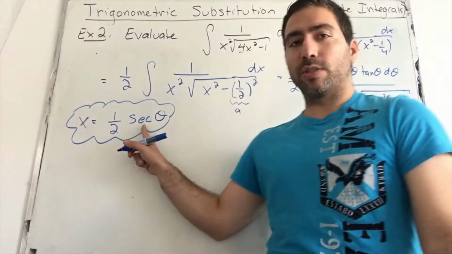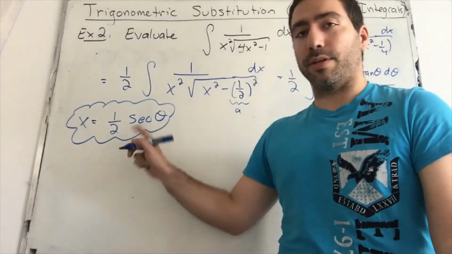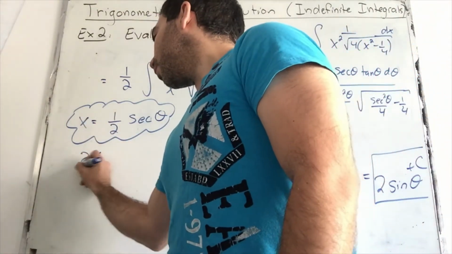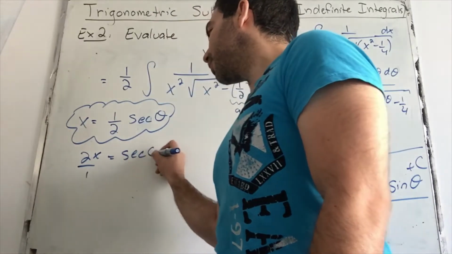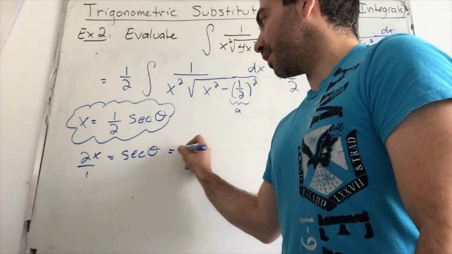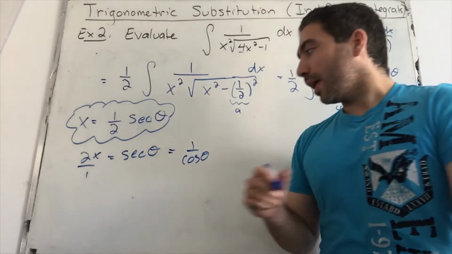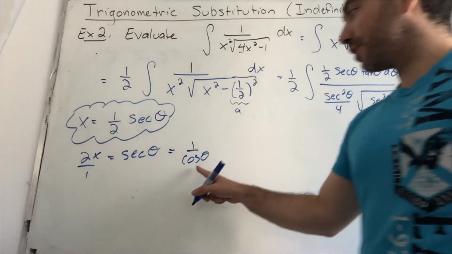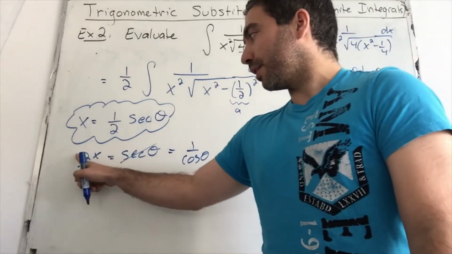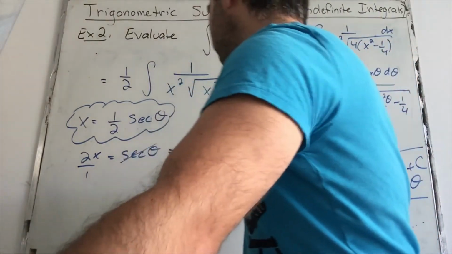What do we know? We know secant theta. So solving for this, this is the substitution that we started with. I'm going to multiply the 2 up here, so we have 2x over 1 equals secant theta. I'm essentially cross multiplying. And secant theta, we just saw, is the same thing as writing 1 over cos theta. Okay. And now what we could do is kind of ignore the secant for now and look at this piece and this piece and cross multiply.